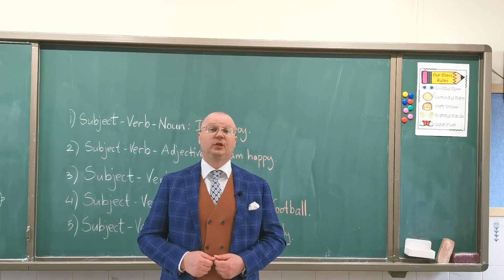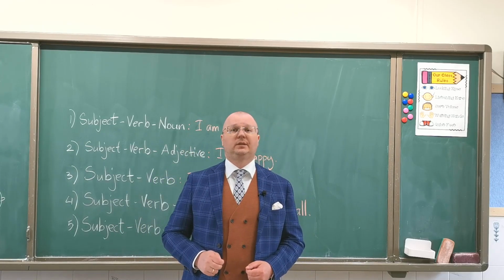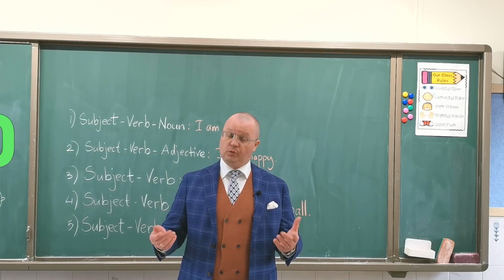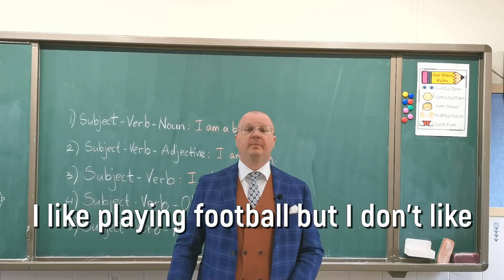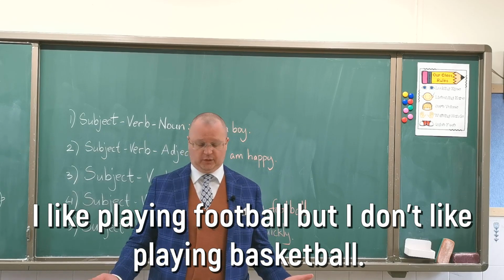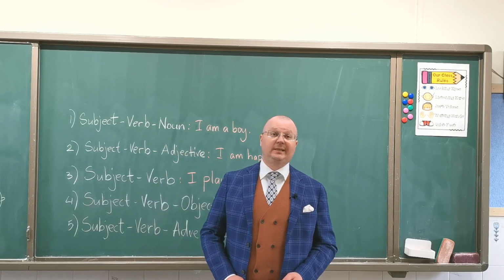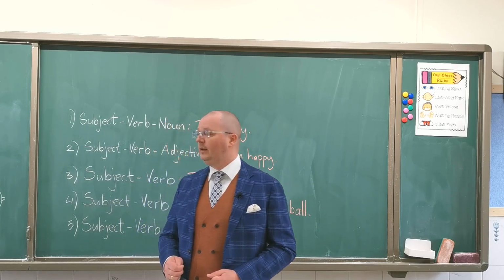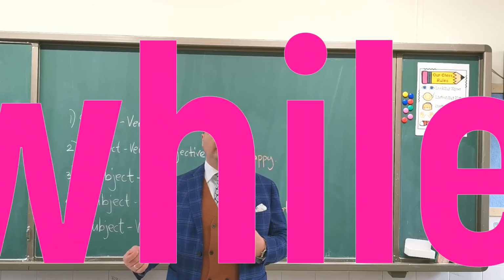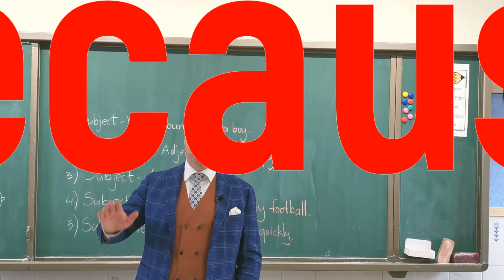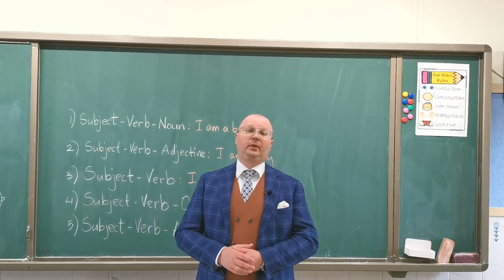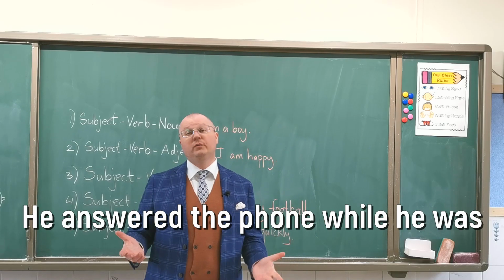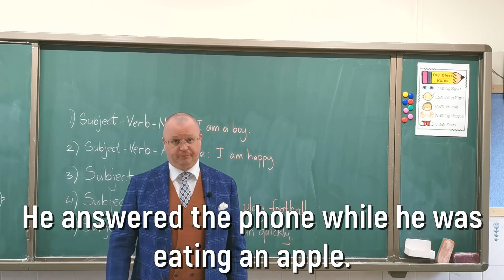A compound sentence joins 2 simple sentences together using words like and, but, or so. For example, I like playing football, but I don't like playing basketball. A complex sentence joins 2 clauses together using words like if, when, while, after, before, because, and so on. A good example of a complex sentence would be he answered the phone while he was eating an apple.